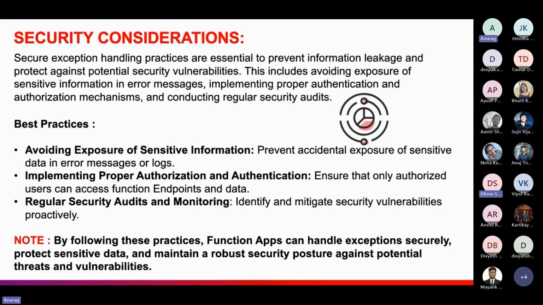And third one is regular security audits and monitoring. Identify and mitigate security vulnerabilities proactively. So these are our best practices from a security perspective. And also we have a note for this. By following these practices, function app can handle exceptions securely, protect sensitive data, and maintain a robust security posture against potential threats and vulnerabilities in our application. So this was about the security considerations.